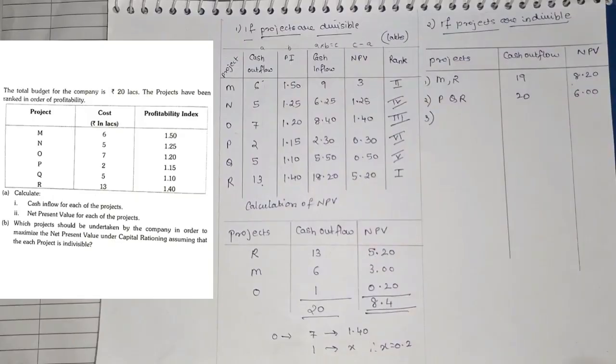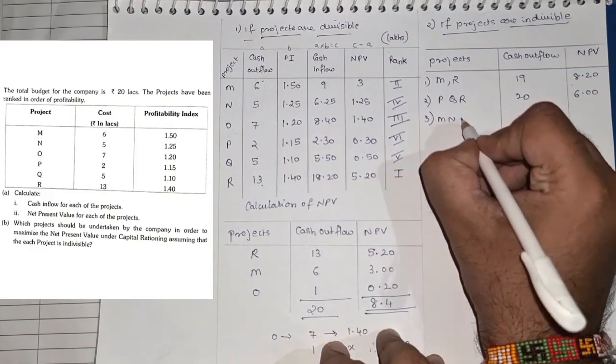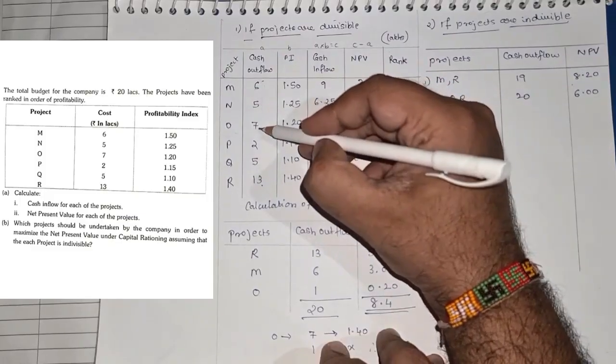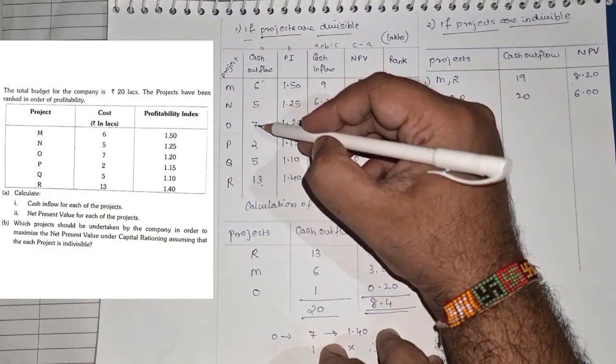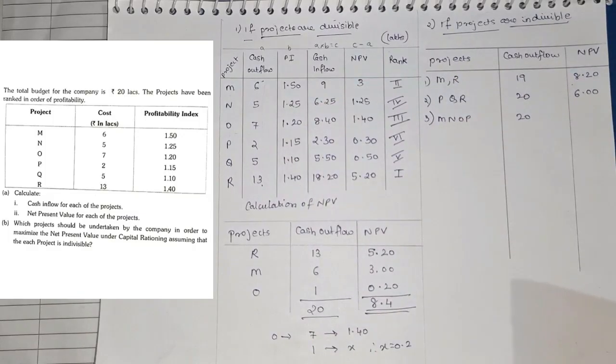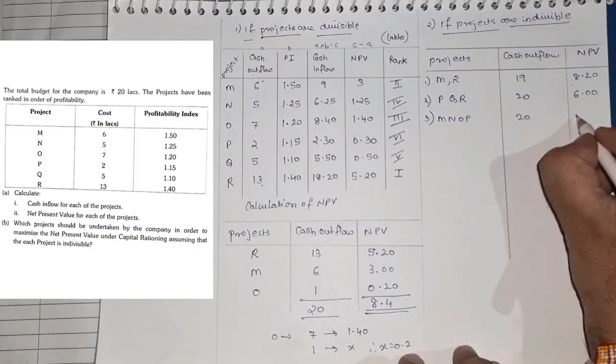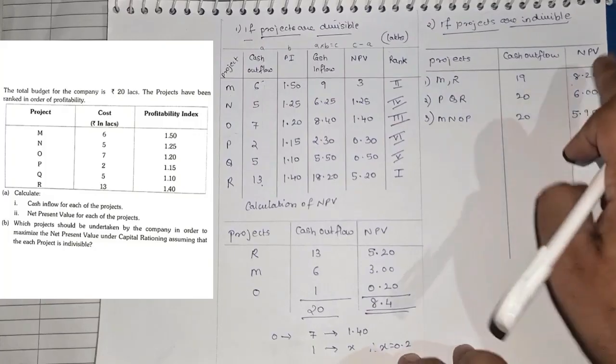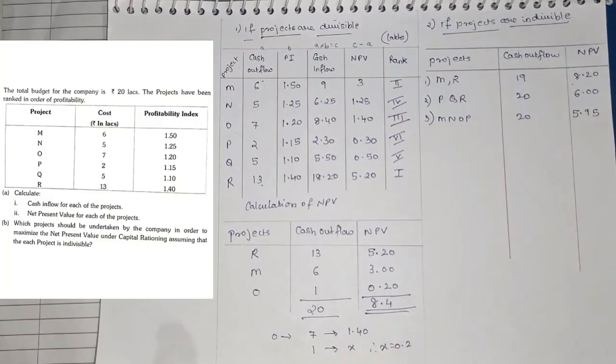If I take M, N and O, that will be 6 plus 5 plus 7, which is 18 lakhs, so I can even add P in that to make it 20. So what if I take M, N, O, P: 6 plus 5 is 11, 11 plus 7 is 18, 18 plus 2 is 20. If I take those four alternatives, I'll get 3 plus 1.25 plus 1.4 plus 0.3, which will give you 5.95. Till now the first one is on the higher side.